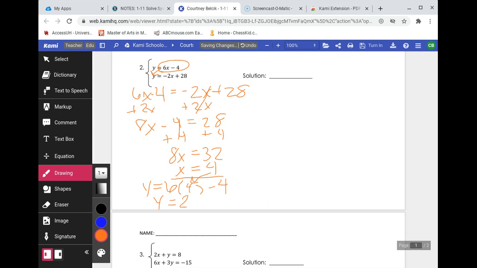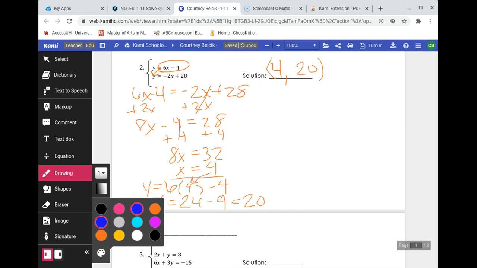6 times 4 is 24, and if I subtract 4 from that, I get 20. So my x value should be 4. My y value should be 20. And that is my ordered pair. Now, again, it is a good idea for me to check. So I'm going to go ahead and check my work.